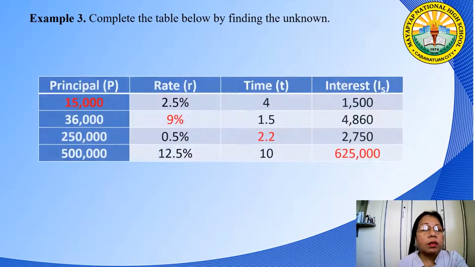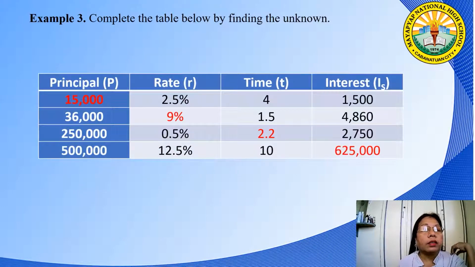Okay, so that's the solution for the unknown factors, no? So to complete the table.